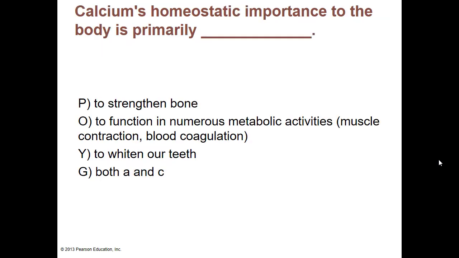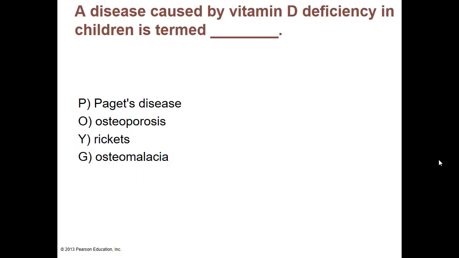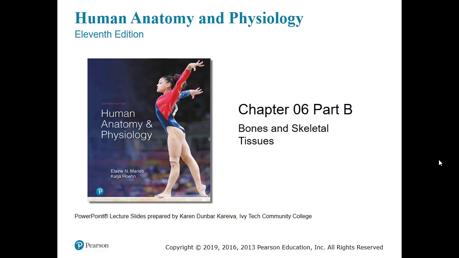Calcium's homeostatic importance to the body, why we need calcium, is the big one. It's tons of metabolic activities, muscle contraction, blood coagulation, heart beating, all that stuff. We need lots of it. A disease caused by vitamin D deficiency, that's your rickets. So your job before I see you next class, finish listening to it. A lot of what happens when a bone breaks, a couple different ways that bone can get laid down.